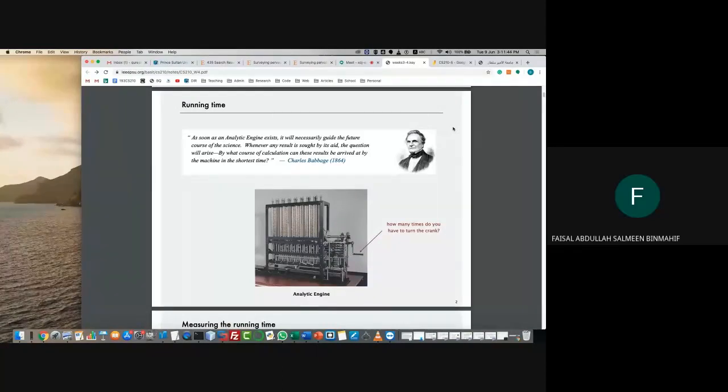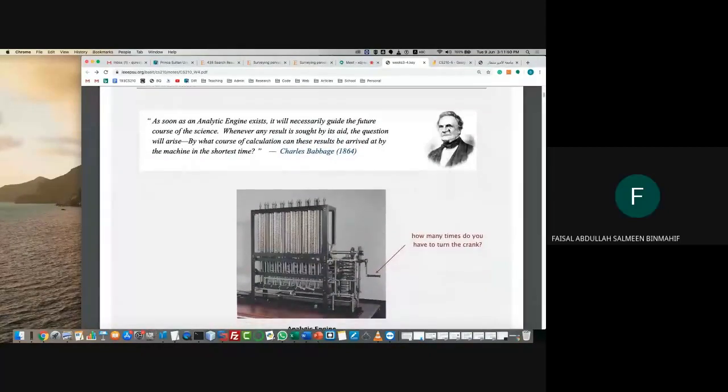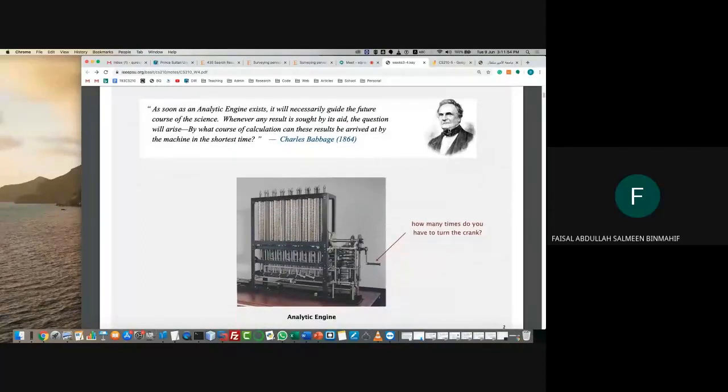So this is more like a calculator than a computer? Sorry? Is it more like a calculator than a computer? Because is it like an actual computer, or is it just simple calculation? No, this was invented in 1864, around 150 years ago, by a gentleman called Charles Babbage. In those days there was no electricity.